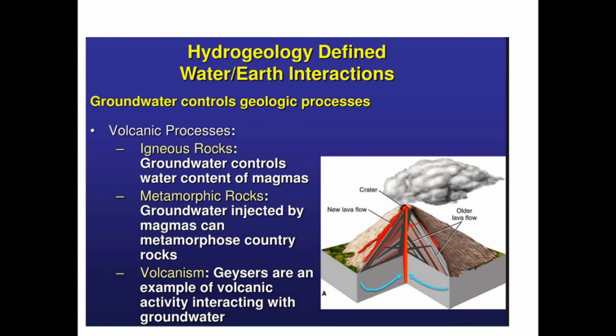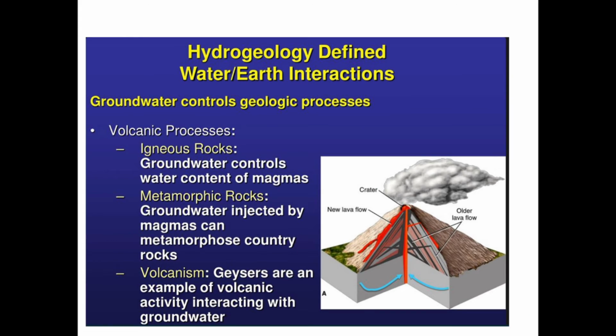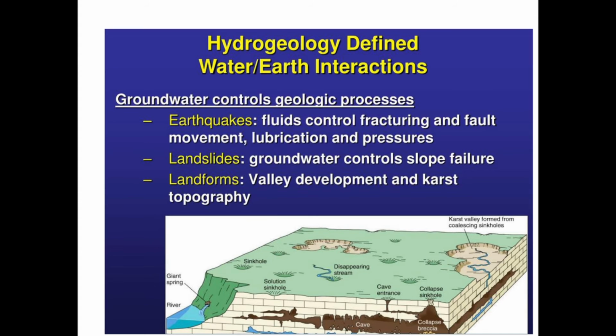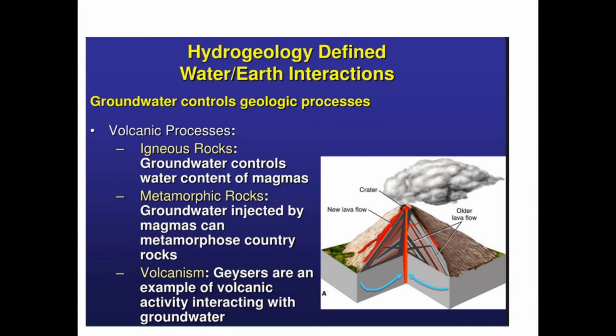Then first one is the groundwater flow. It controls the groundwater flow. Second is it controls the geologic processes. So what about the different geological processes like volcanic process, then earthquakes, landslides, and landforms. So first one is the volcanic process.